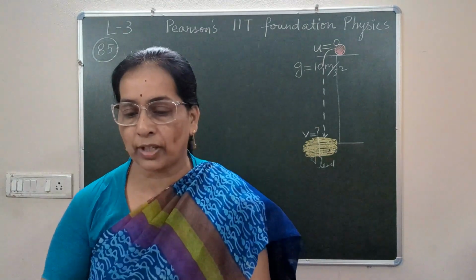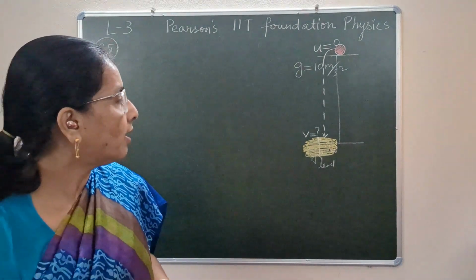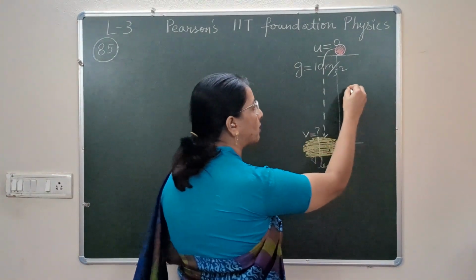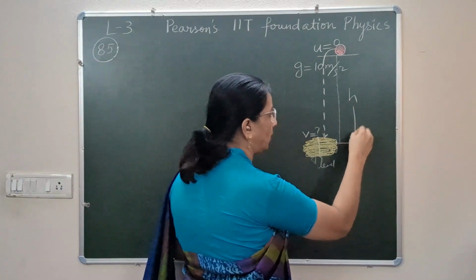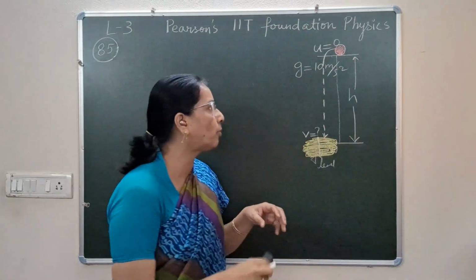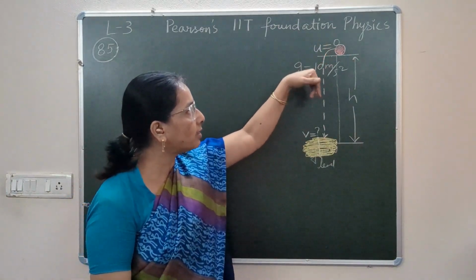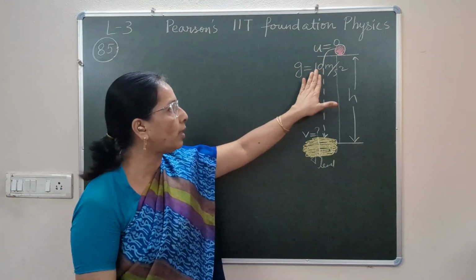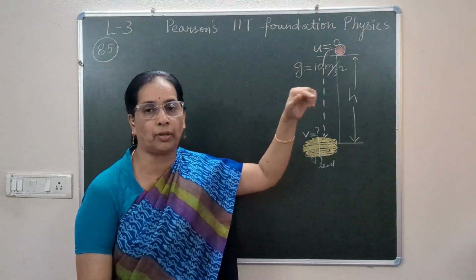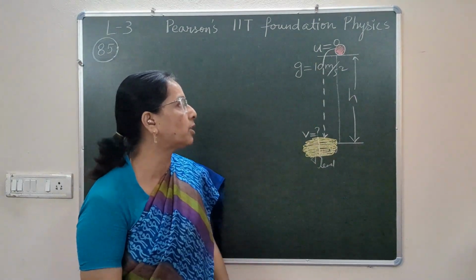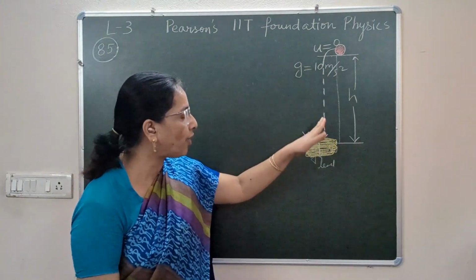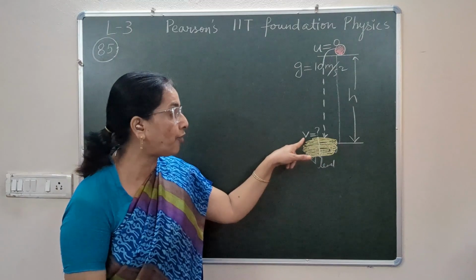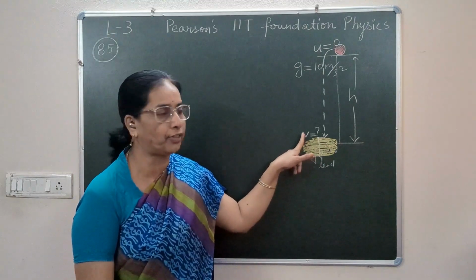So to understand the question, I have drawn a diagram. Here there is a body which is dropped through a certain height. We are not given this height through which the body is falling. Because it is dropped, the initial velocity is 0, and the acceleration is plus 10 meters per second squared. And this body finally hits the surface of the sand with a final velocity. This we'll try to find out first.